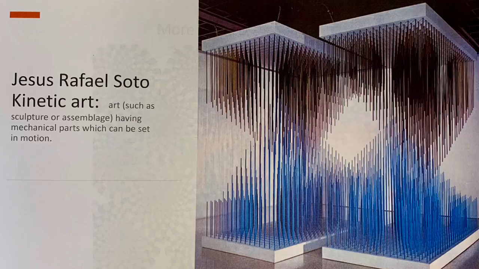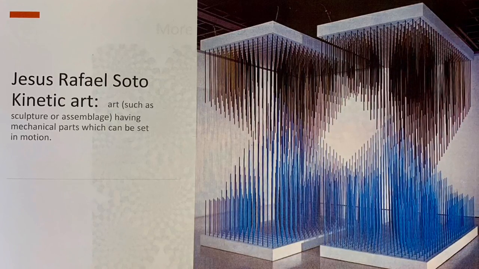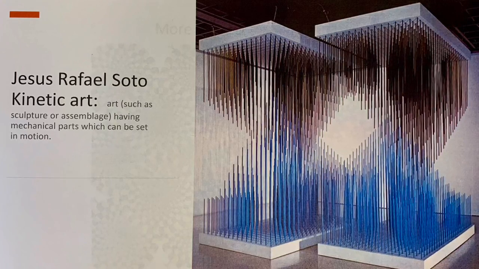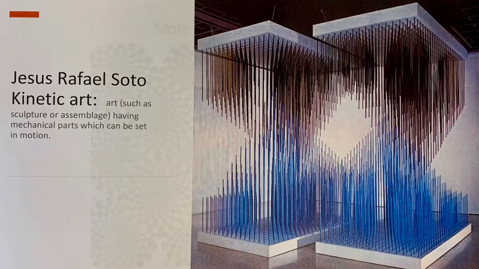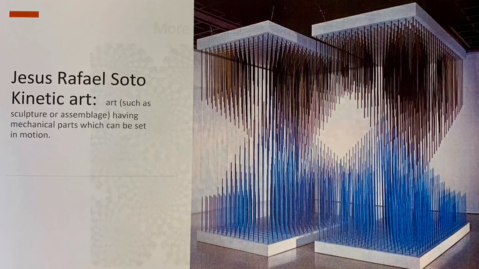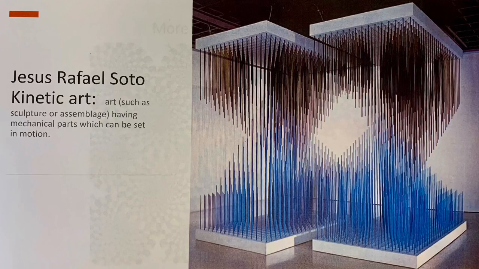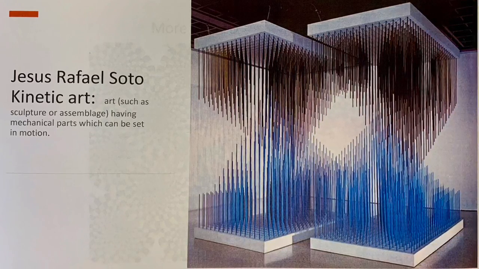Okay, and this next artist is Jesus Rafael Soto, a Venezuelan artist, and he is known for his kinesthetic op art. It's like an optical illusion, except that with his particular pieces, you can walk around the sculpture because it's three-dimensional and has a lot of pieces to it. A lot of his pieces have actual physical movement.